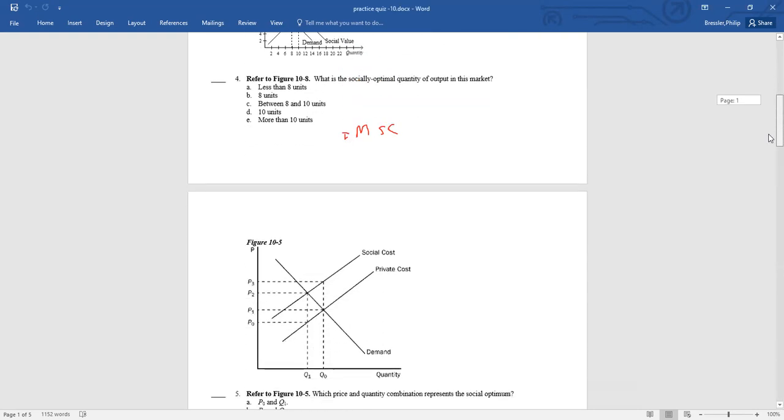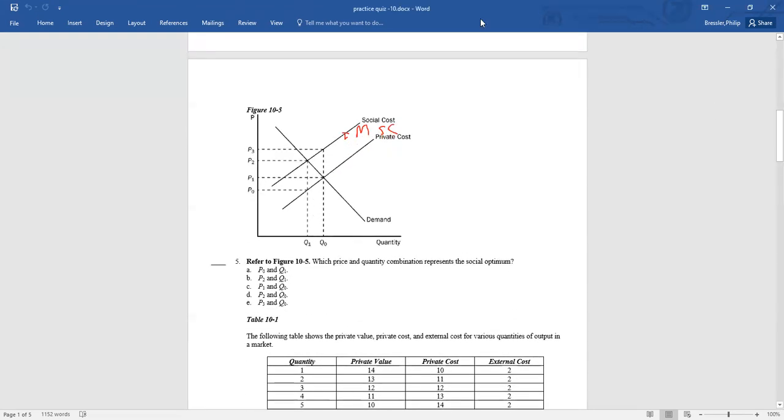All right, so we'll scroll down. All right, here, let me just try to get the eraser out.